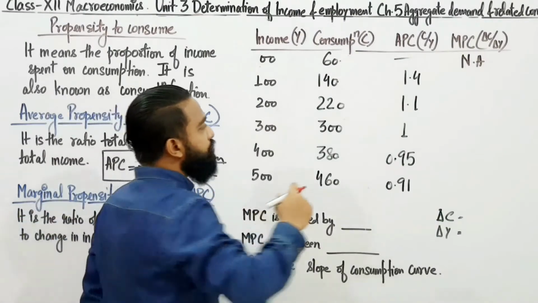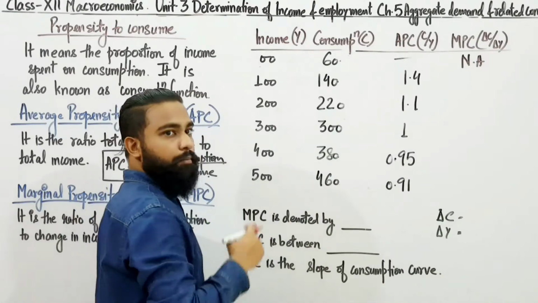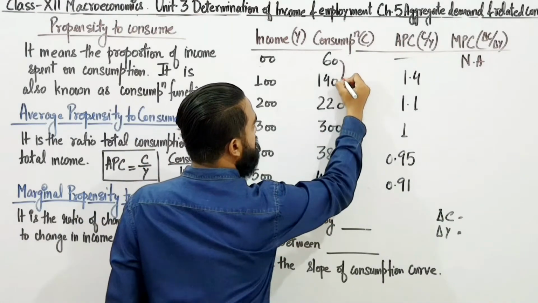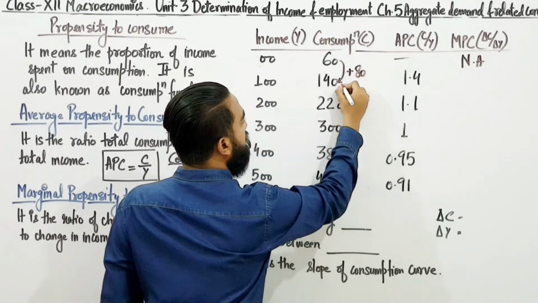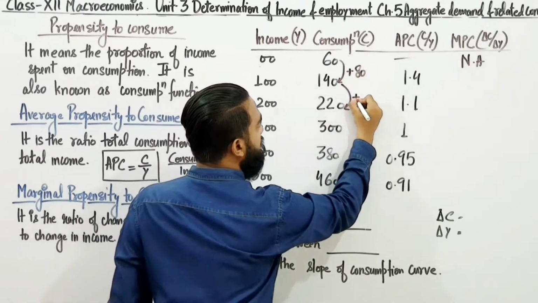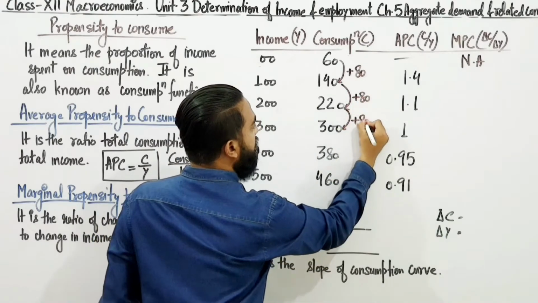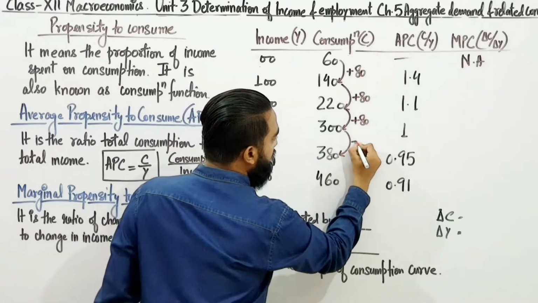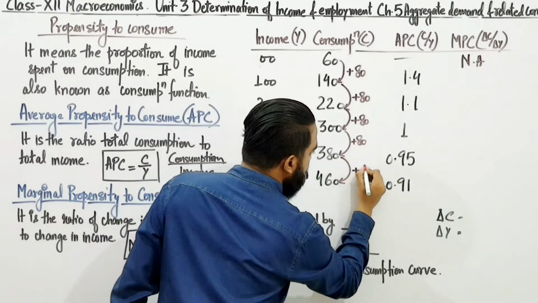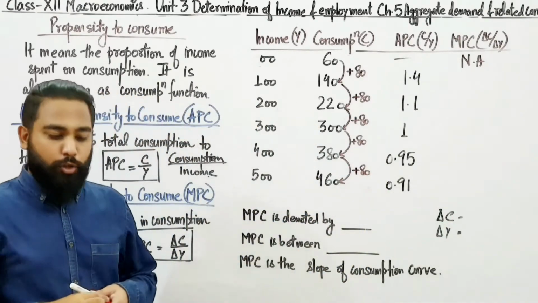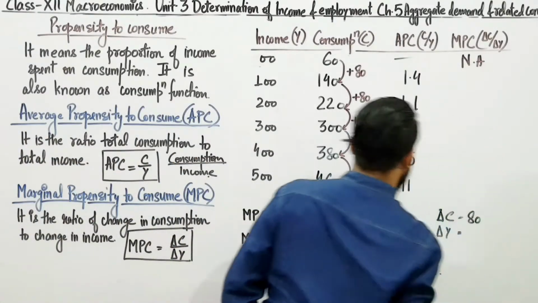Now, let's start. What is the change in consumption? 140 minus 60, change of 80. 220 minus 140, change of 80. 300 minus 220, change of 80. 380 minus 300, change of 80. And 460 minus 380, again the change is 80. So students, you can write the value of delta C is 80.